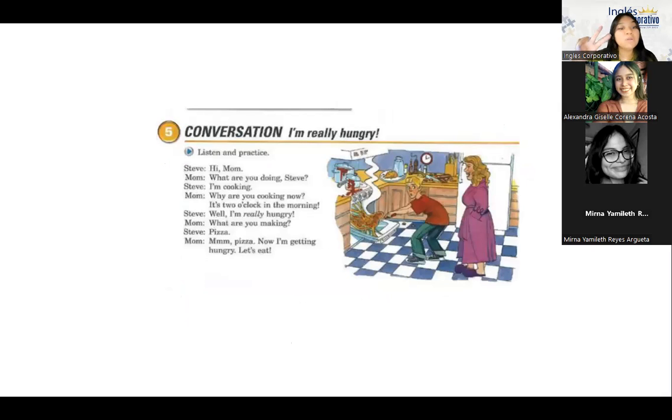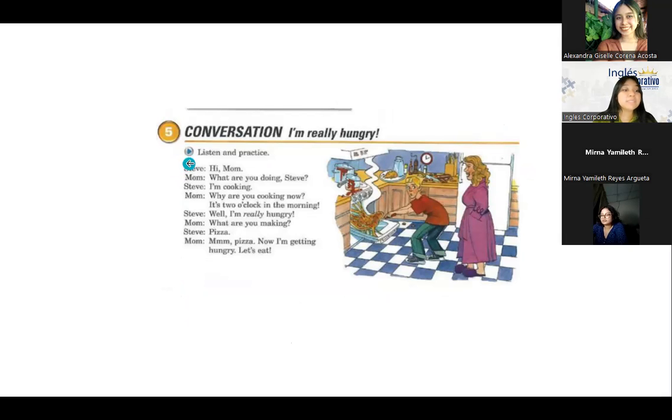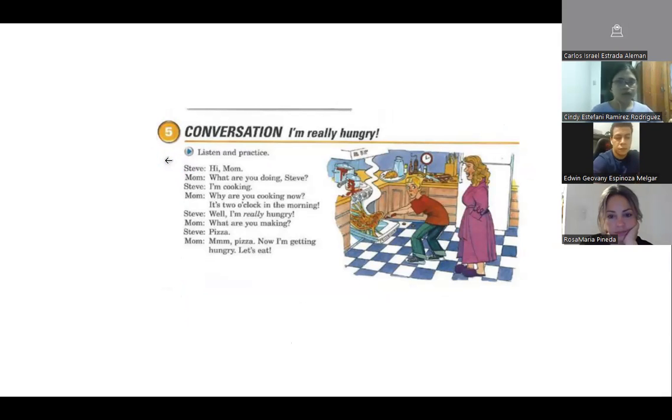Okay, so I need two volunteers. One is going to be Steve and the other one is going to be Mom. Alexandra, please be Steve. And let's see, Cindy, please be Mom. Okay.